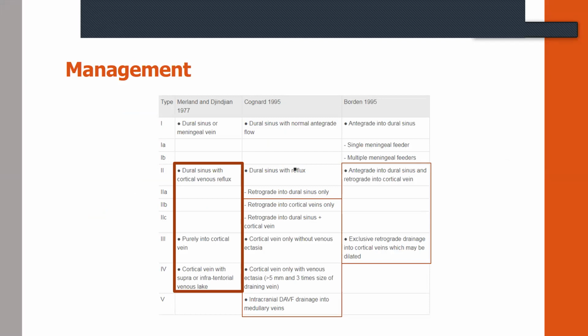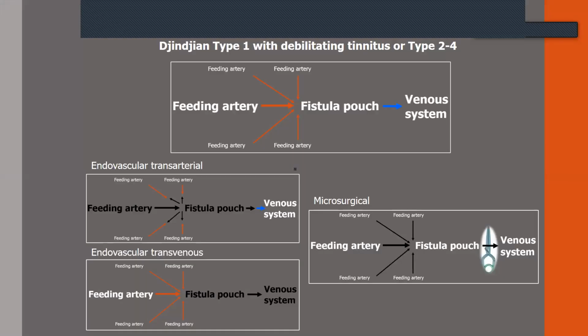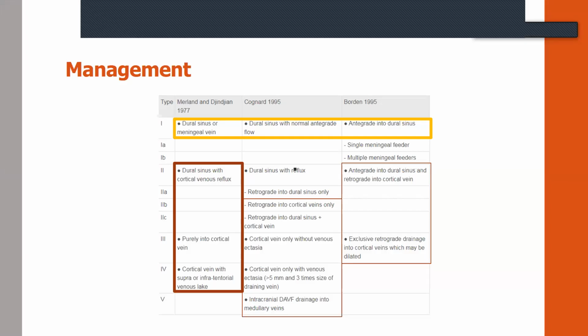So again, this is just highlighting the fact that it's really a binary classification. You can parse this out into however many names you'd want in terms of a classification scheme, but it really just divvies it up into whether or not you have cortical venous reflux. And when you have cortical venous reflux, it ought to be treated. These are, again, highlighting the 3 different treatment modalities.